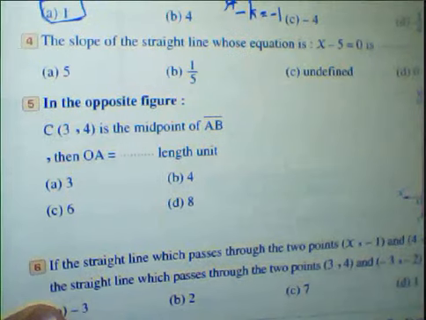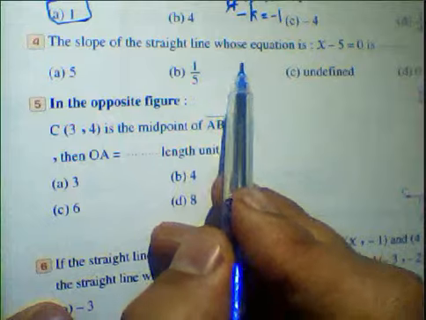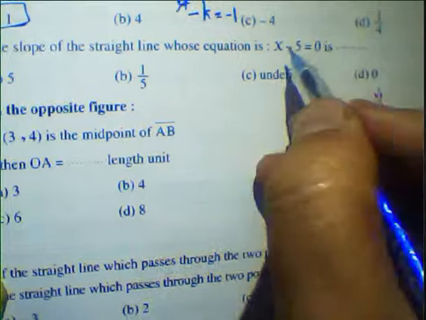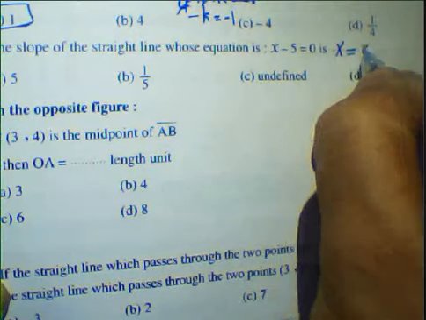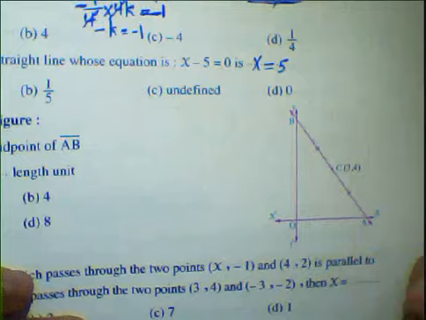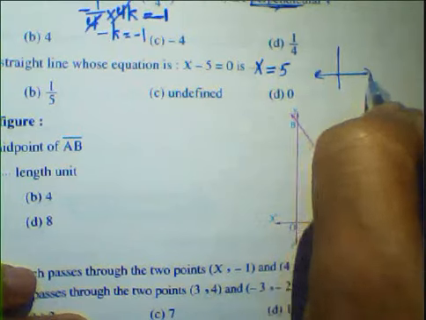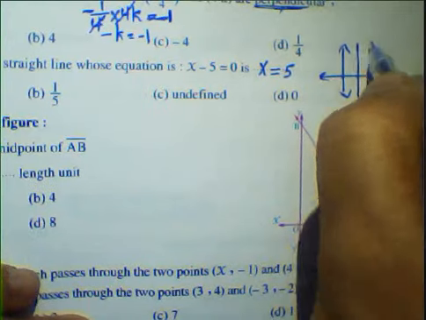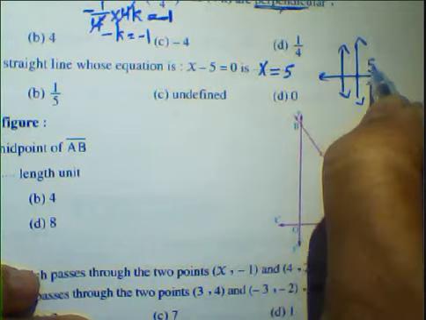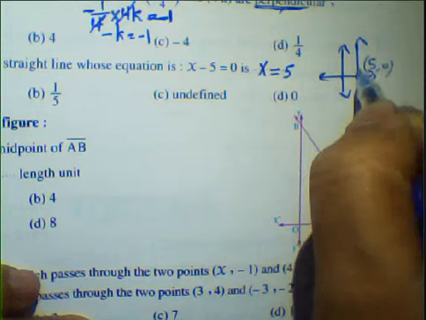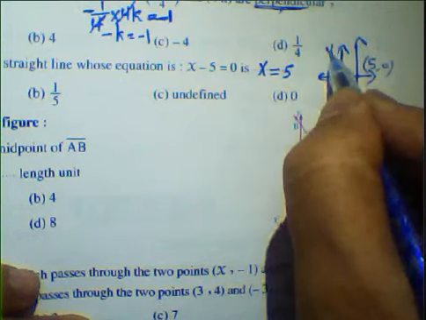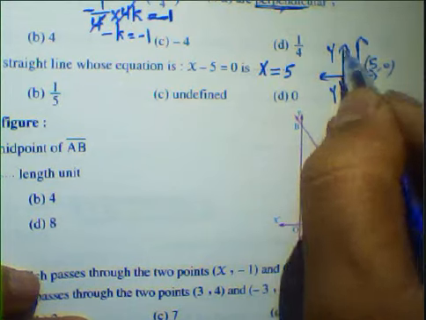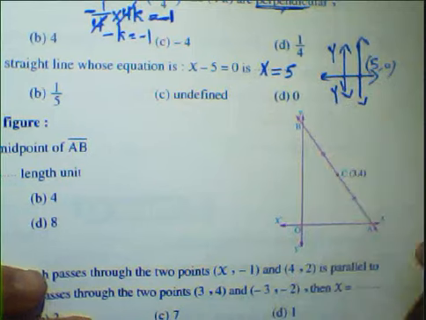Question number 4. The slope of the straight line whose equation is x - 5 = 0 equals what? We are asked about the slope of x - 5 = 0. It means x equals 5. Do you know what x equals 5 means? It means we have a straight line cutting the x-axis at the point (5, 0). So this straight line is parallel to y'. We have y and y' here, the y-axis. This straight line is parallel to y', so the slope is undefined.